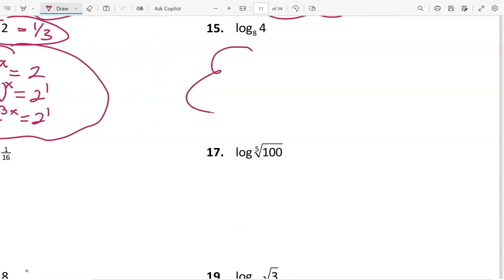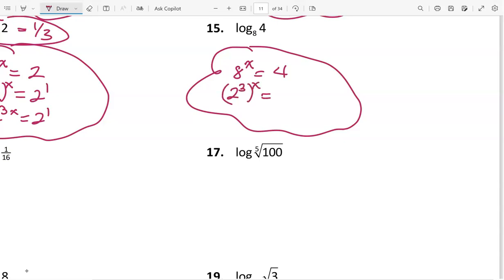For number 15, we have a base 8 raised to an unknown exponent equals 4. Both 8 and 4 can be re-expressed in base 2, 2 cubed and 2 squared. So now we have 2 to the 3x is equal to 2 to the 2. So 3x is equal to 2, and x is 2/3.